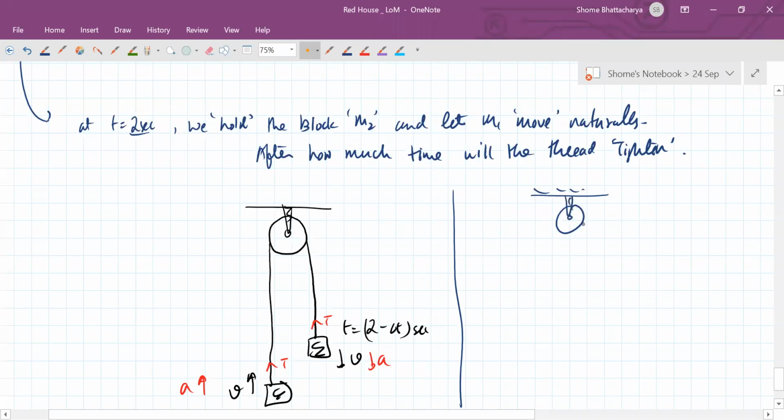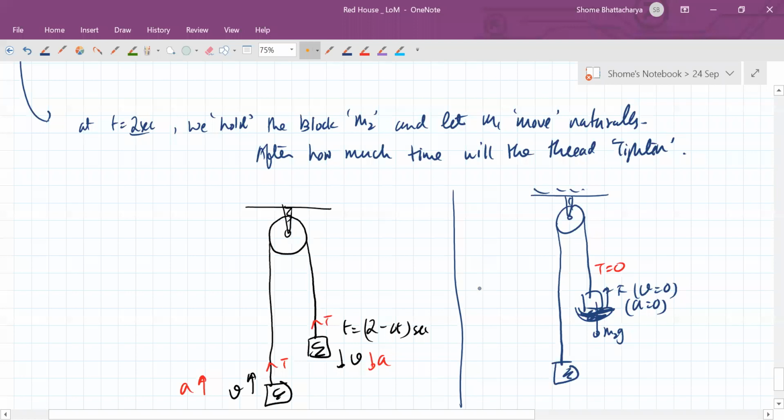But now what we are doing is we are catching hold of this block. So we are just holding it in the palm of our hands. So suddenly we applied some force on this, which is balancing its weight. So its acceleration becomes zero, its velocity becomes zero. So the tension in the string becomes zero.